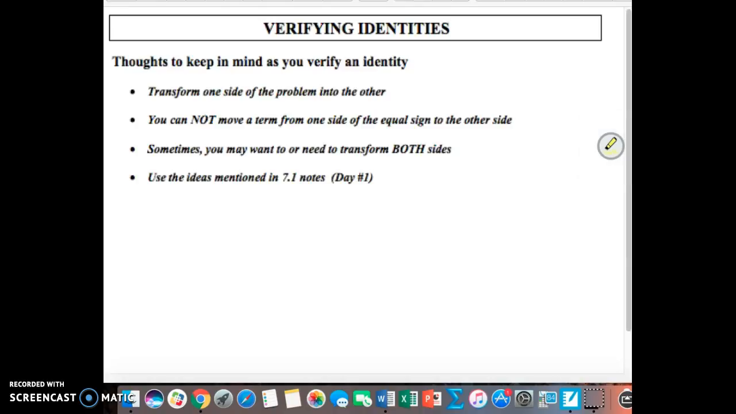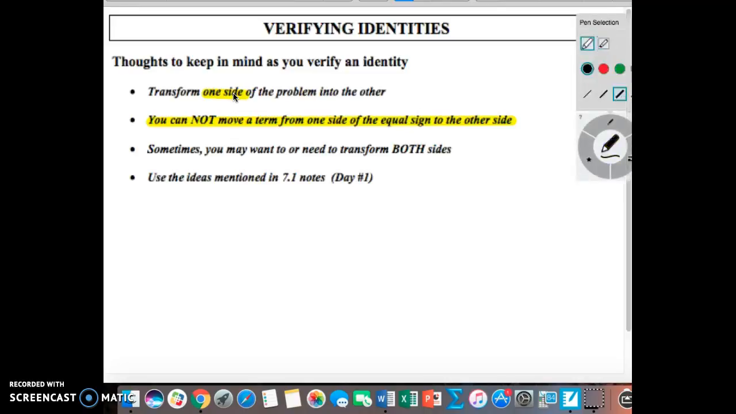Thoughts to keep in mind as we verify an identity: transform one side of the problem into the other. It's important to know that we cannot move a term from one side of the equal sign to the other side. So we will not be adding or subtracting cosine or sine or any trig function from one side to the other. Sometimes it may be beneficial to transform both sides of the equation, but for the most part, we usually only deal with transforming one side into the other.